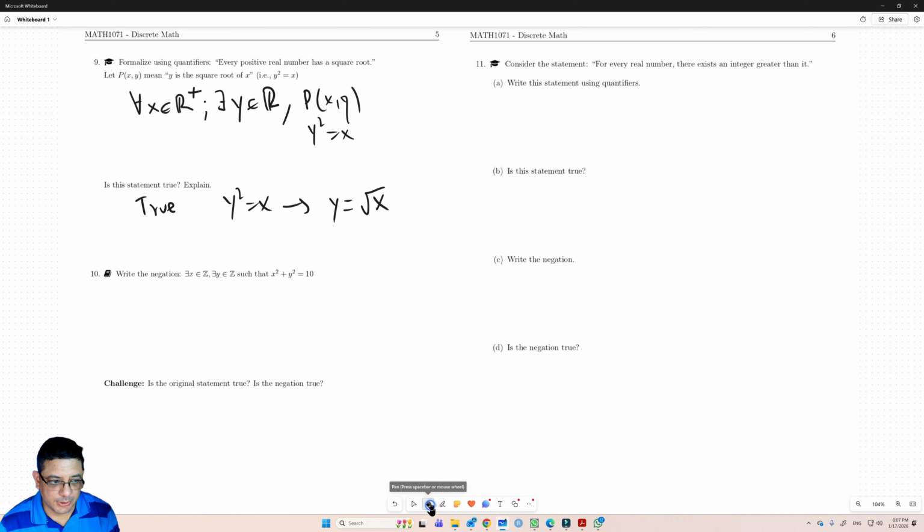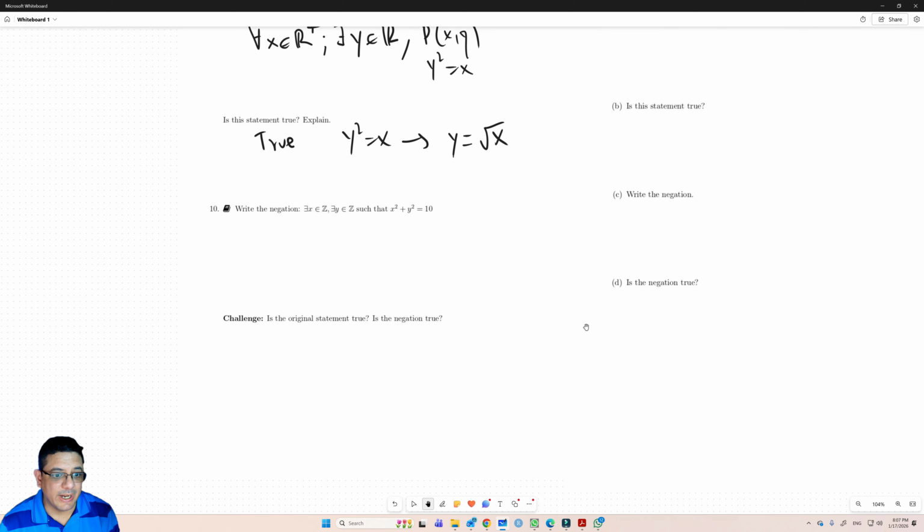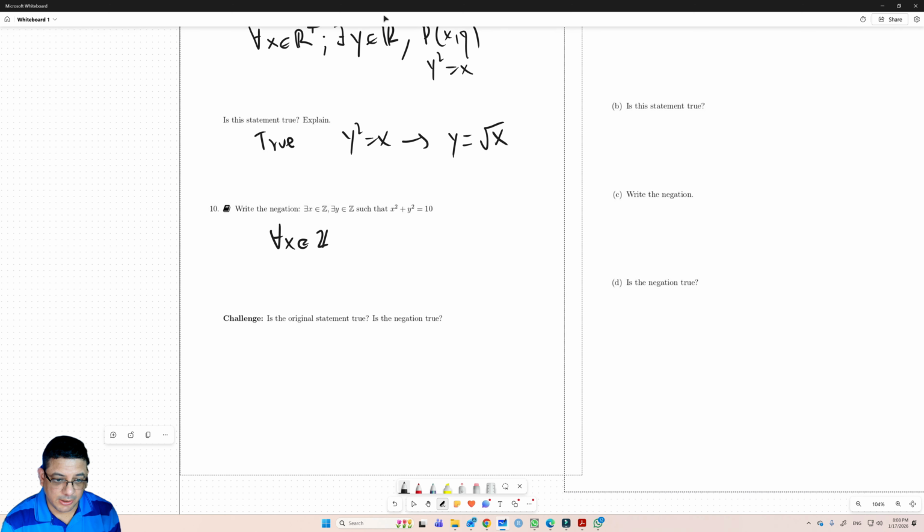Now, question 10 is about writing the negation. There exists an x that belongs to the integers, there exists a y that belongs to the integers, so that x squared plus y squared equals 10. So if I'm going to negate this, once again, I start by negating the first one. The exists becomes for all x that belongs to Z. Now I'm going to negate the second one: for all y that belongs to Z. And now I'm going to negate the predicate, which would be x squared plus y squared is different from 10.